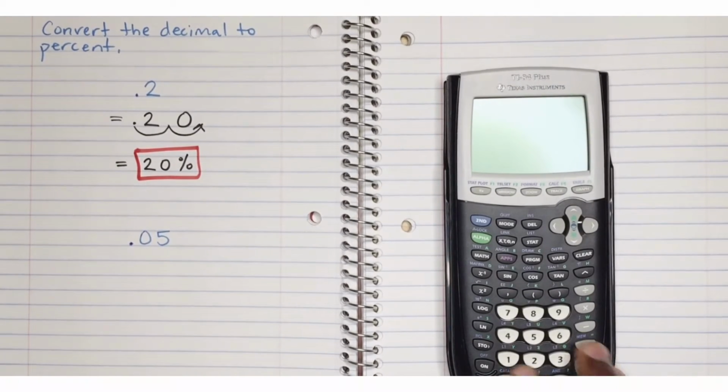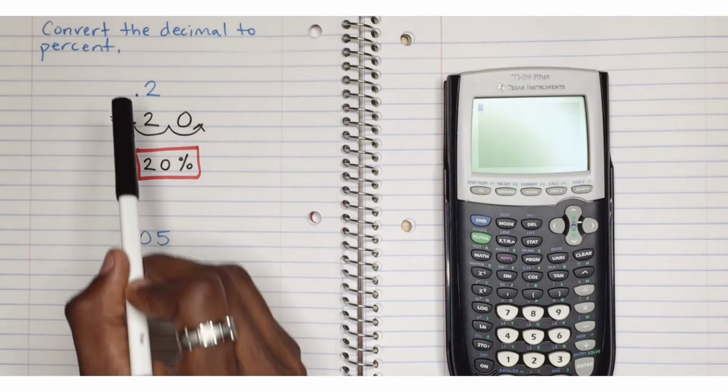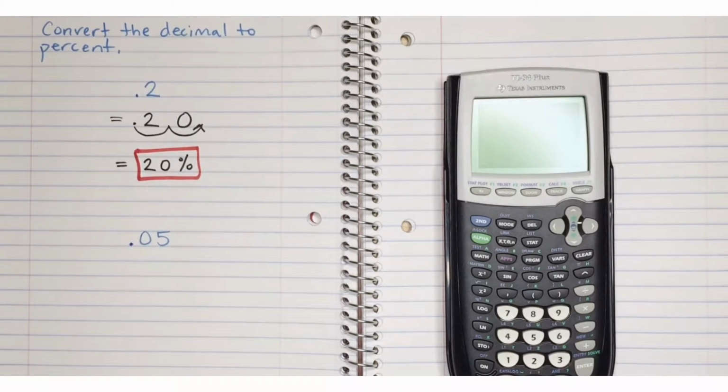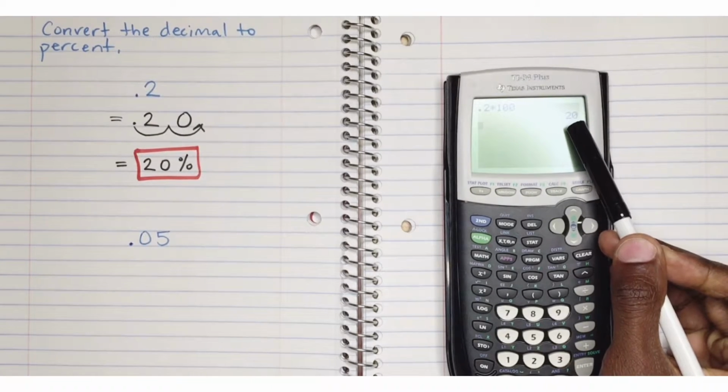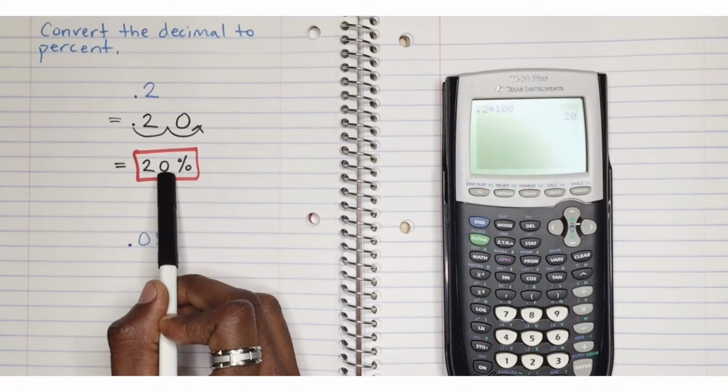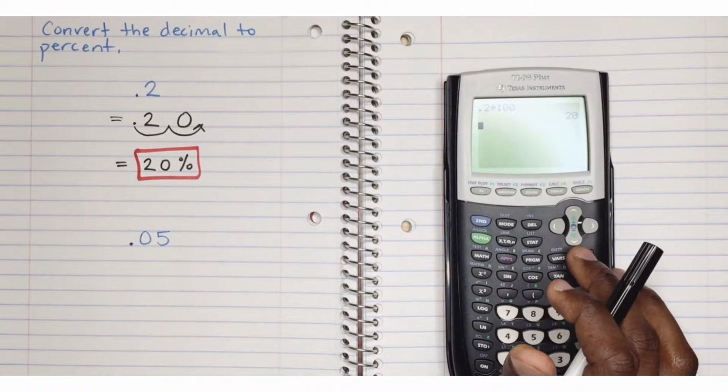Now, a very quick and easy way to check this is just to simply take your decimal, which is 0.2, and then multiply it by 100. So 0.2 times 100 is equal to 20. As you see there, our answer is 20%. Let's move on to the next one.